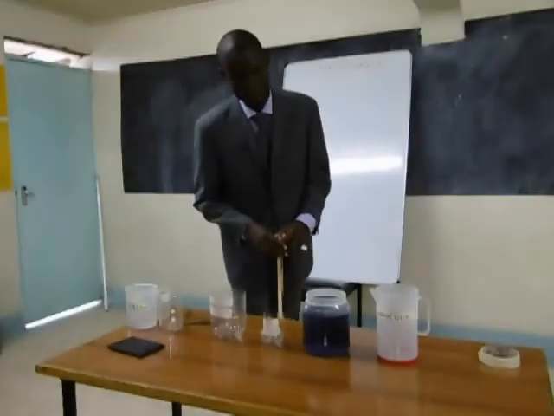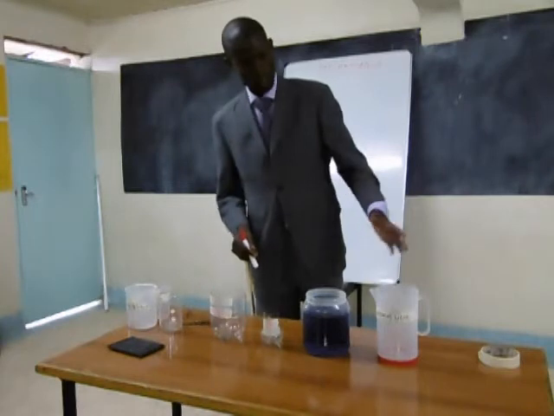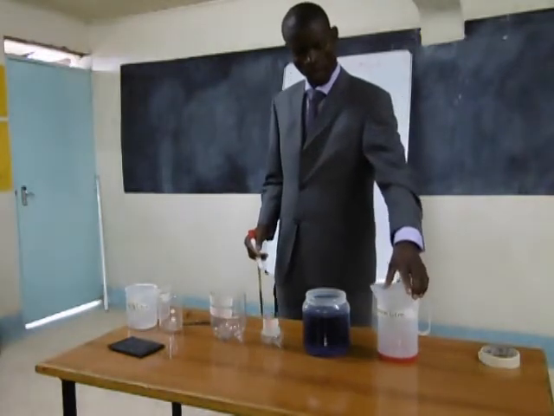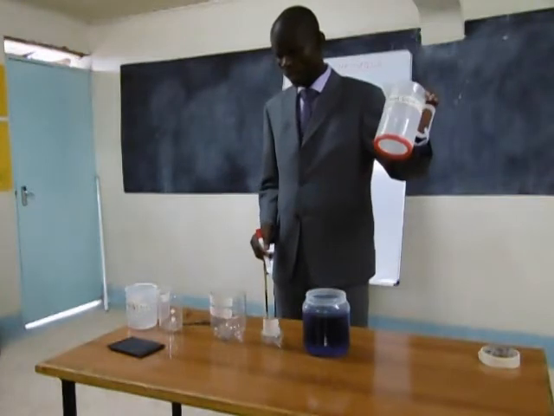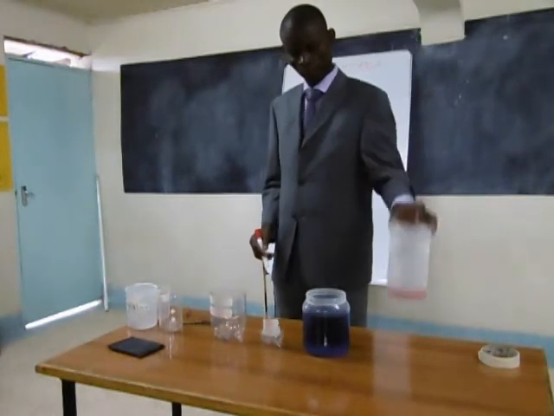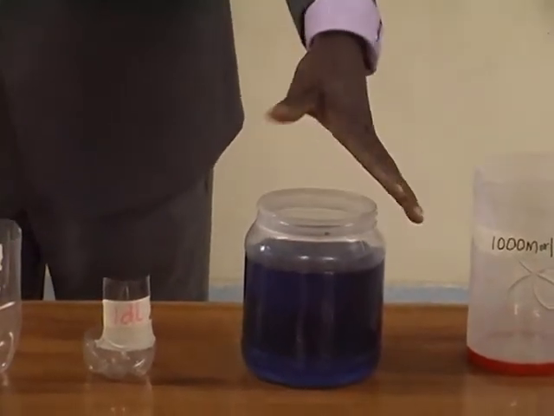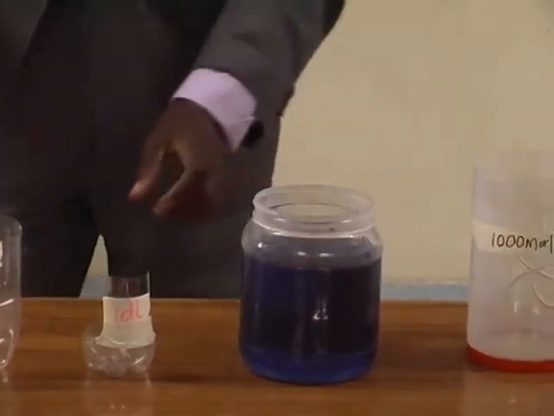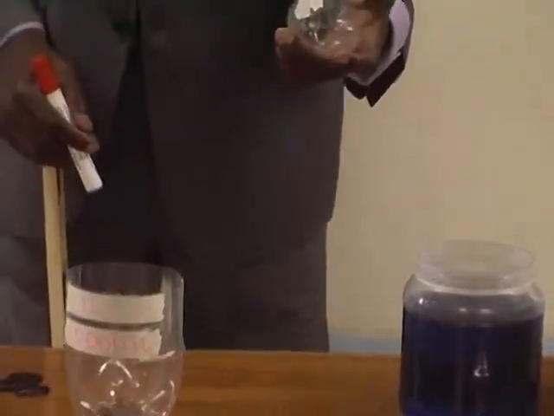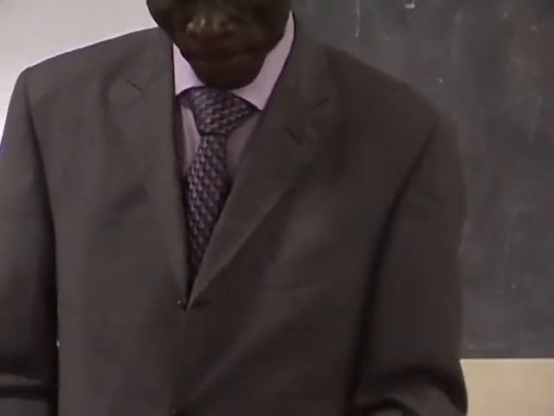Now, before me here, you can see different types of containers. Starting from the left, I have a container that is marked 1000 milliliters or 1 liter. And next to it, we have a bottle that's containing colored water. The third container I have here is this one that is marked 1 deciliter.